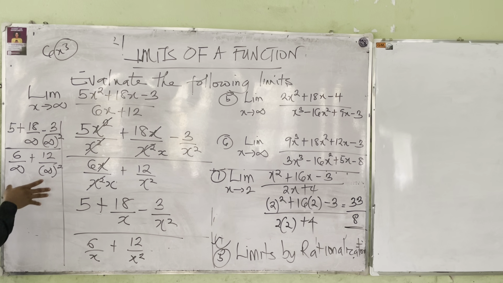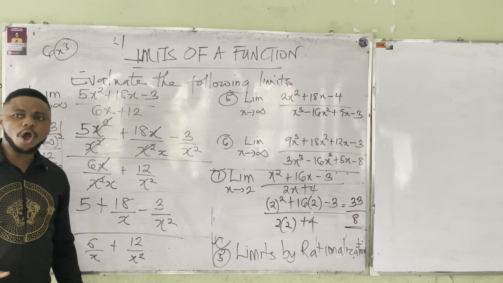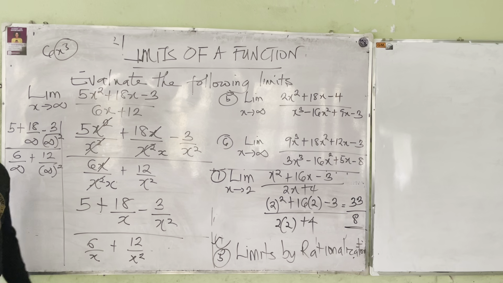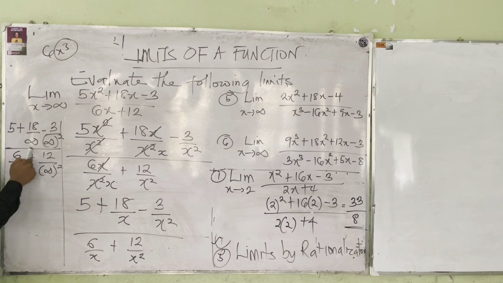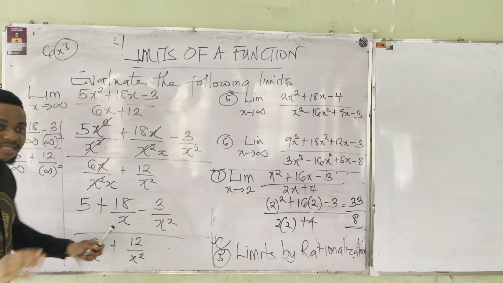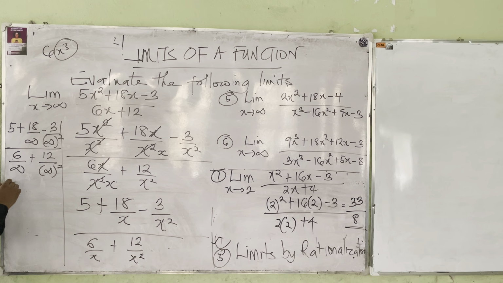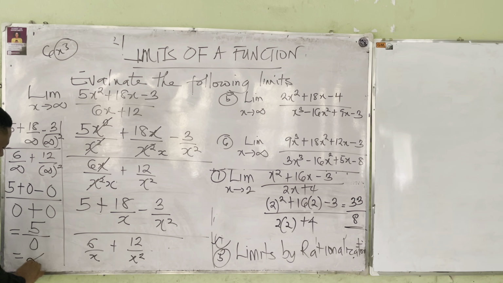Now, if you look at this, we have substituted infinity. Whenever you substitute infinity into a rational expression, everything there automatically becomes 0. So it means that we have 5 plus 0 minus 0, divided by 0 plus 0. What will we get as our final answer? 5 over 0, and anything divided by 0 is infinity.